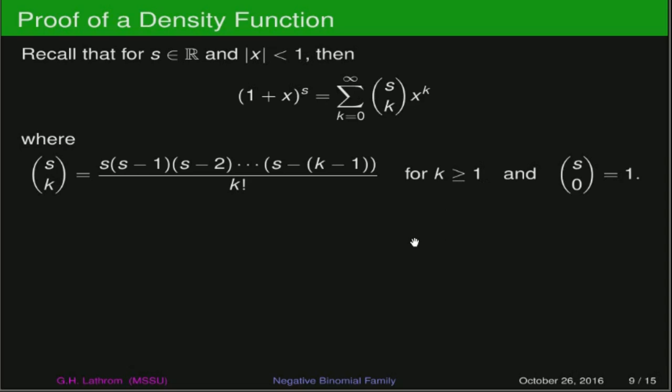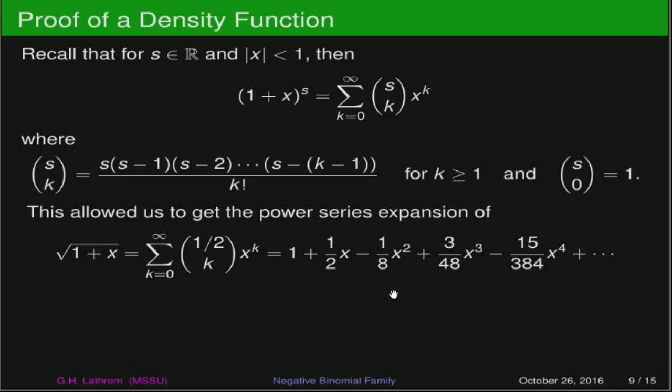And this is how we were able to get a power series expansion for the square root of 1 + x. The square root of 1 + x was just going to be the sum from 0 to infinity of (1/2 choose k) x^k.